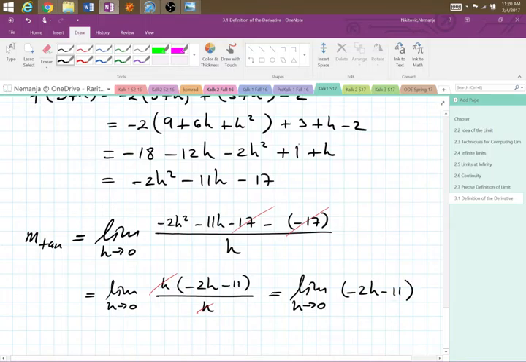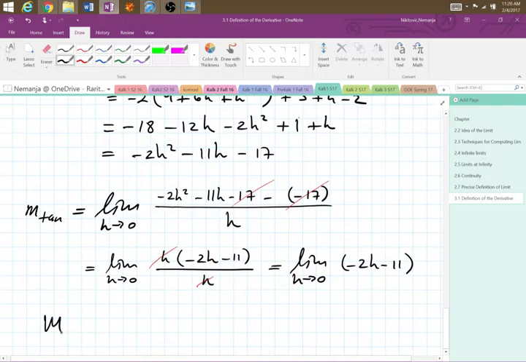So what happens now? What happens as h goes to 0? The answer is negative 11. So m tangent is equal to negative 11. That's the answer.